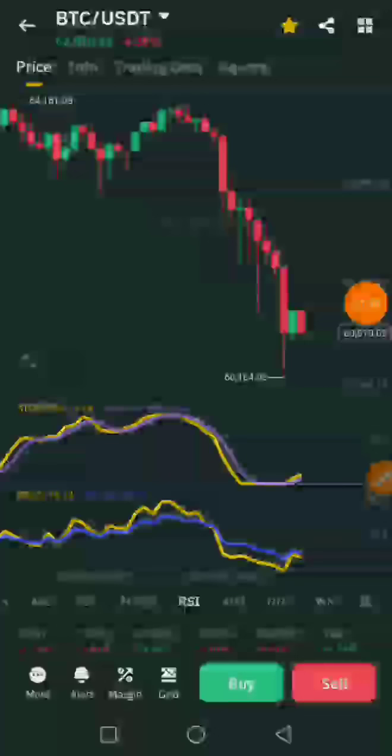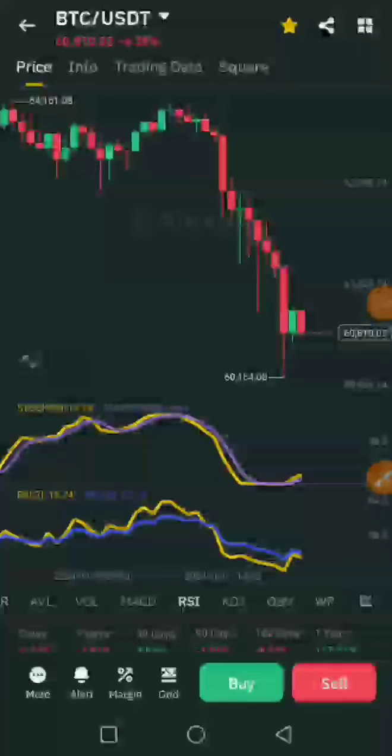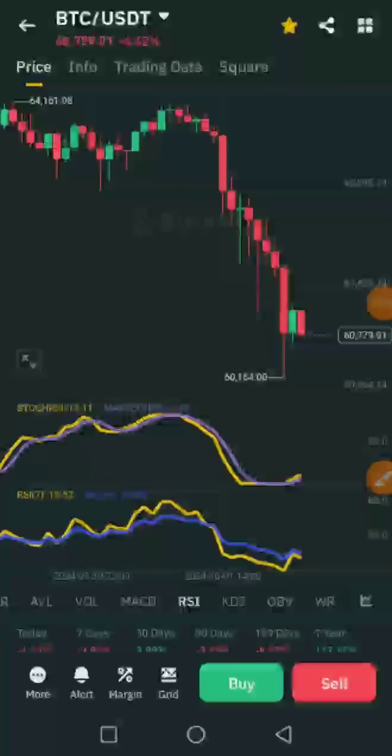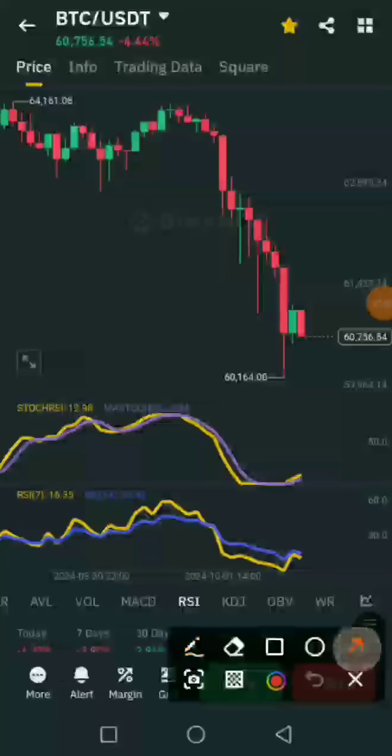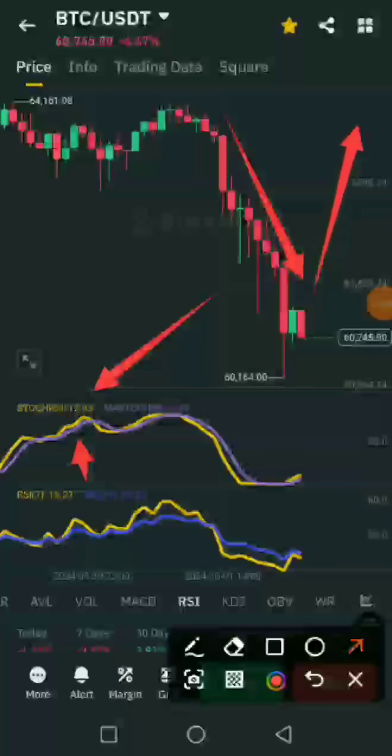Now let me tell you when to buy. You buy the asset if the stock RSI falls below 20 and then rises back above 20 again. For instance, this is BTC, and the RSI over here falls below 20. It is indicating 12, so it has fallen below 20. We just have to wait until this value rises above 20. Then that means that this market that has gone down is about to go back up. That is the first indication.